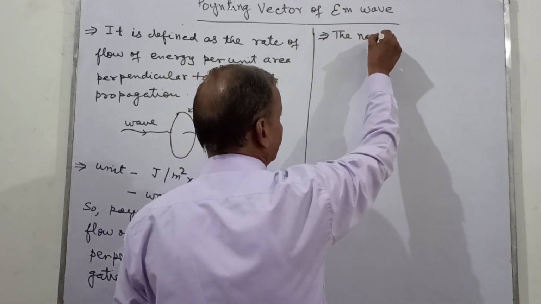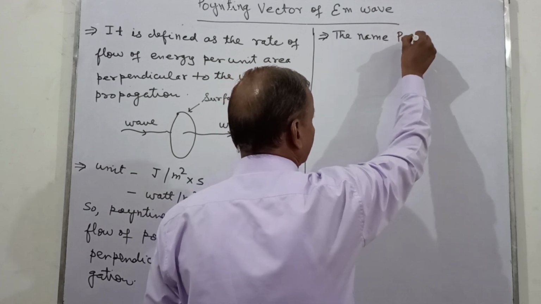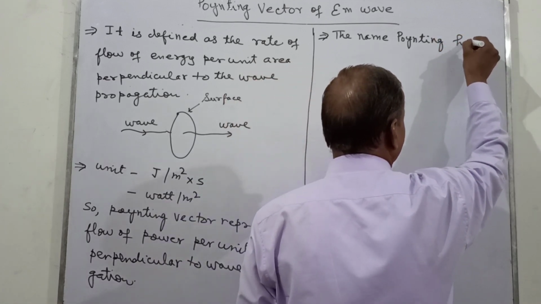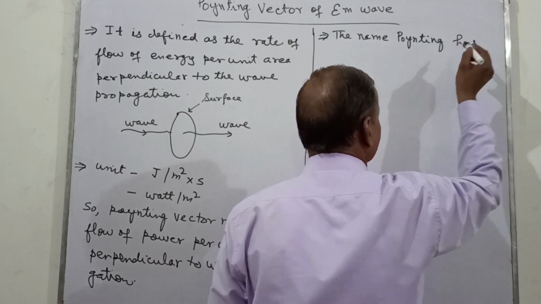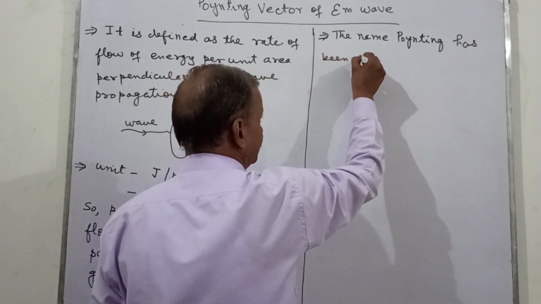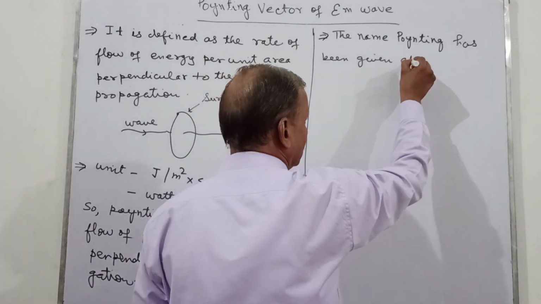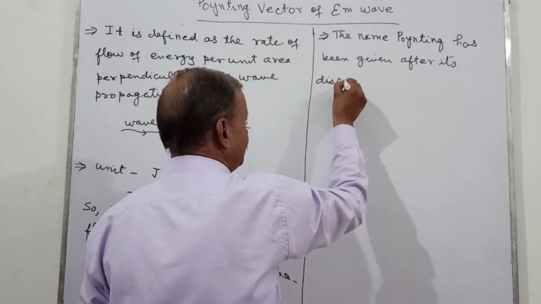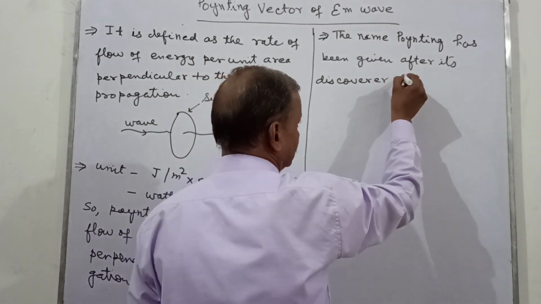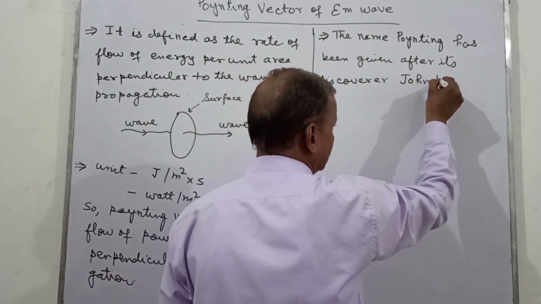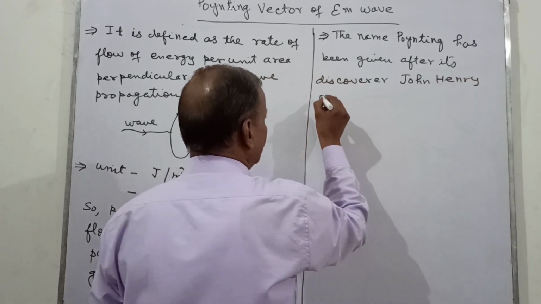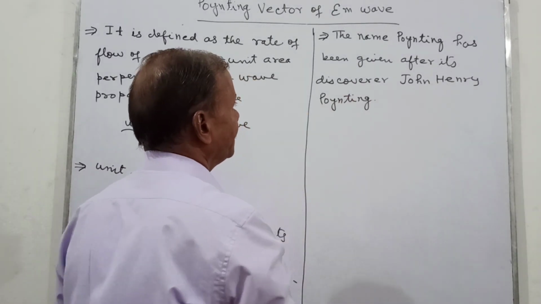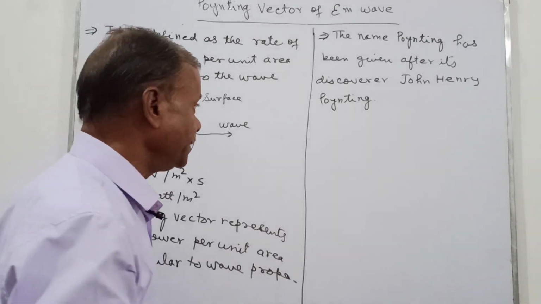The name Poynting has been given after its discoverer John Henry Poynting, and it is denoted by P.